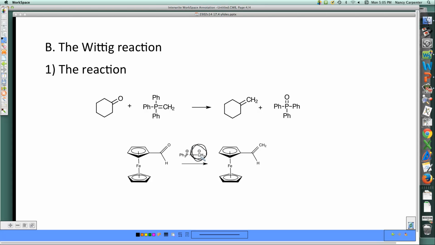You are using this piece to connect right here to make the alkene. So again, that's just the resonance contributor for the Wittig reagent. And so that piece just slams right onto the carbonyl and sticks to make the alkene.